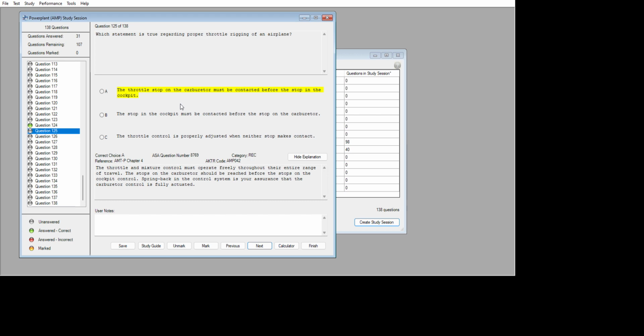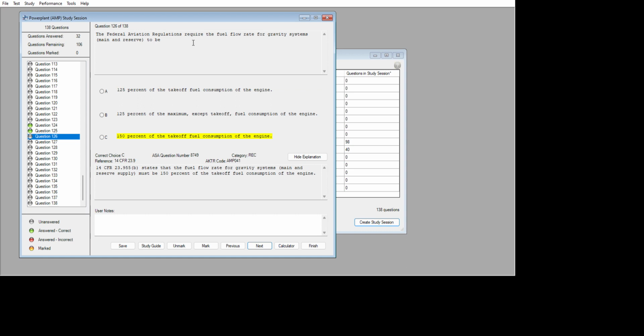Which statement is true regarding the proper throttle rigging of an airplane? The throttle stop on the carburetor must be contacted before the stop in the cockpit.